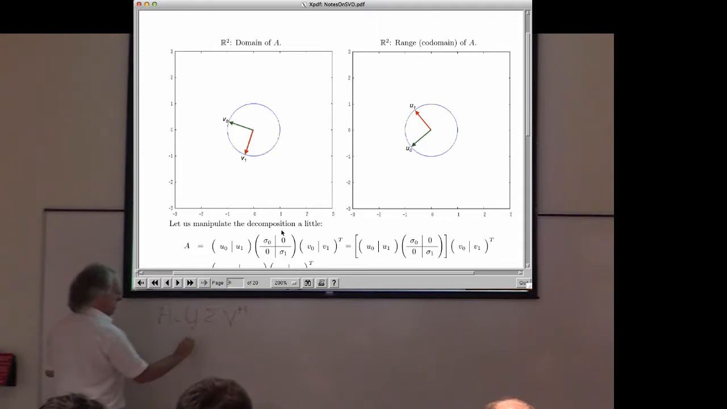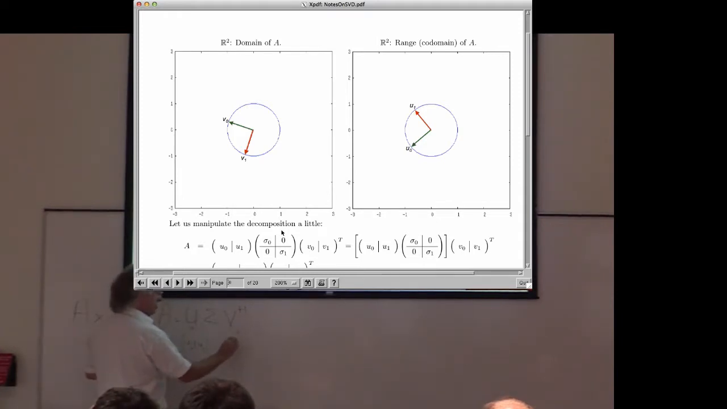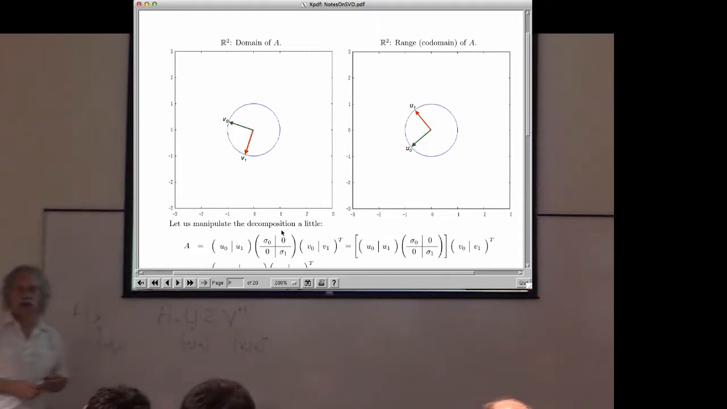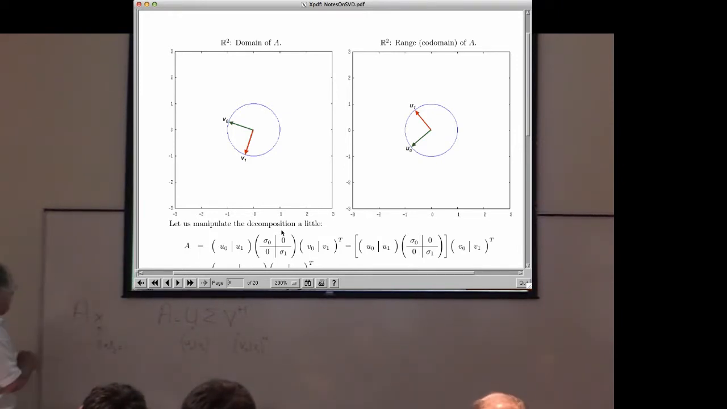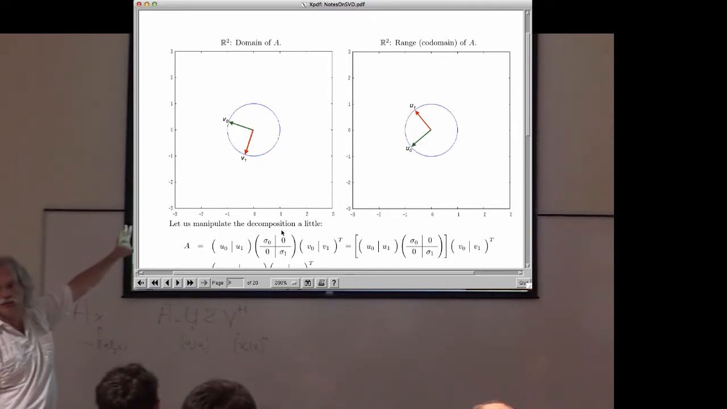And let's take our U, and let's think of it as two columns, because we're working in 2D. And let's think of V as two columns, because we're working in 2D. Those are our bases. And notice that what we're saying is that the input x to A times x, you should think of in terms of the orthonormal basis V0, V1. And the output of A, y, you should think of in terms of the orthonormal basis U0, U1. So on the left is the domain of A, the input.